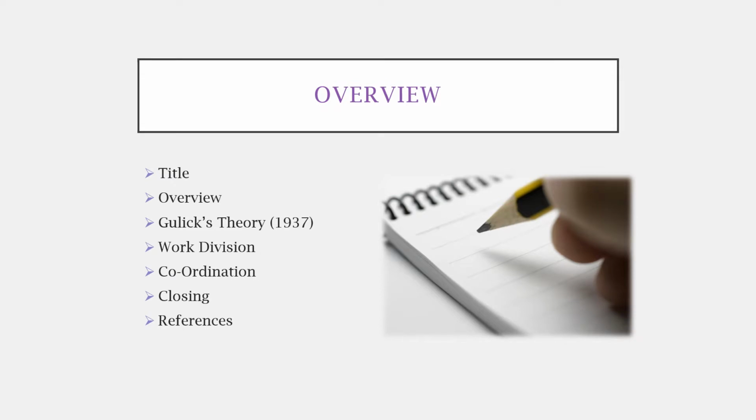So here is an overview of what we'll be going over: the title, which I just explained, and then, of course, Gulick's theory from 1937, the division of work, coordination, and then the closing and references.